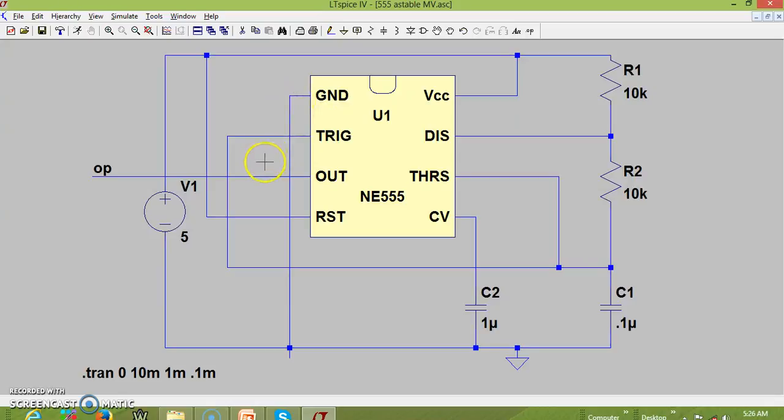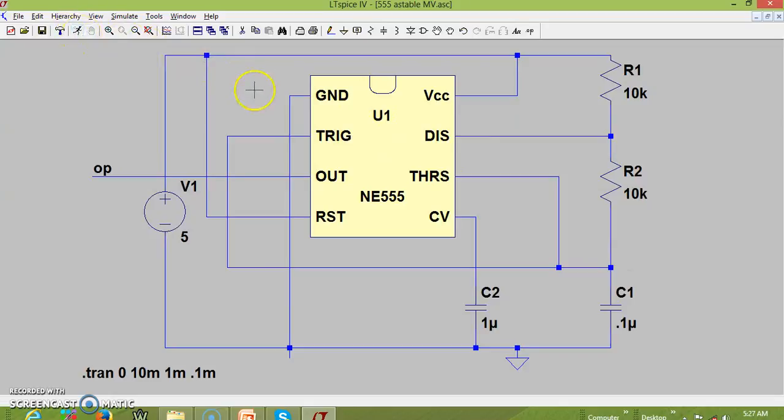This is grounded here. There is a final output, and reset is again connected to VCC so that it is deactivated. Suppose we know that if the reset is made 0, the output becomes 0. So it resets the output. Now we have R1 equal to R2 and a capacitor of 0.1 microfarad.